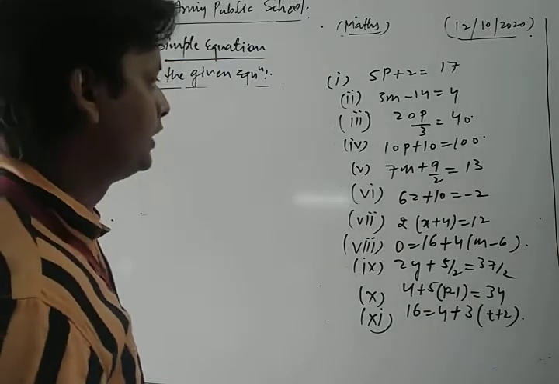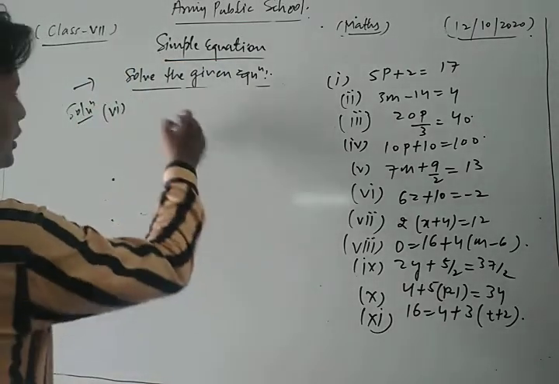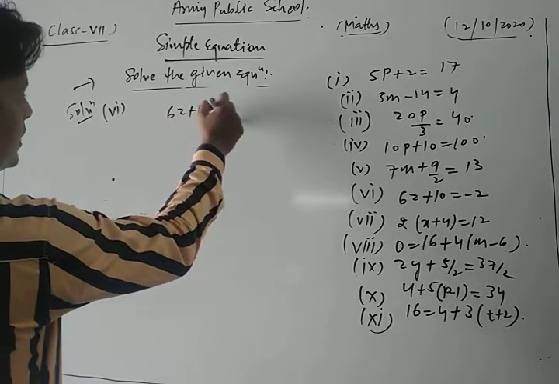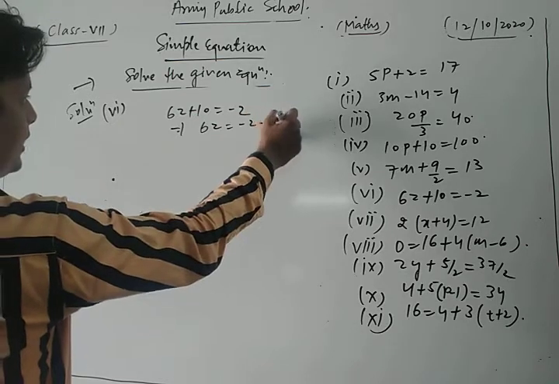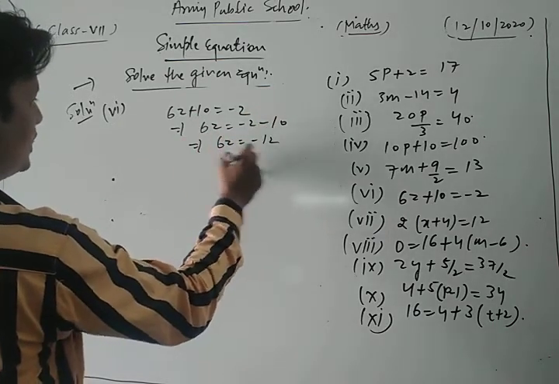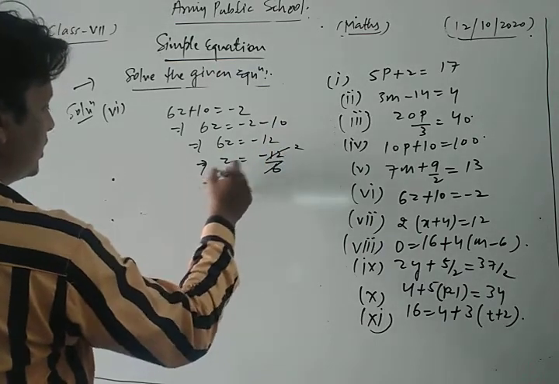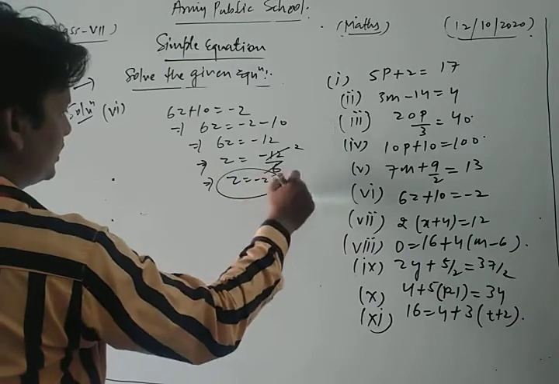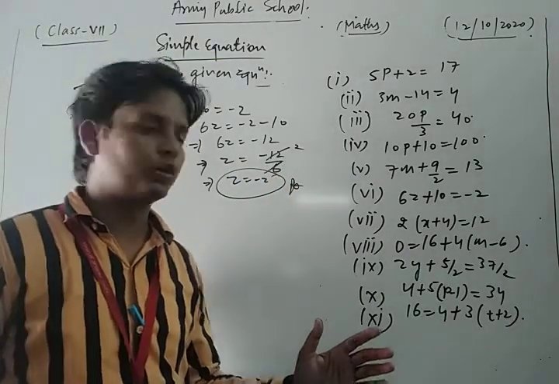Now we take and solve the sixth part of this question, which is 6z plus 10 is equal to minus 2. Dear student, in this one 6z is equal to minus 2 minus 10, transferring 10 to the other side. So we get 6z is equal to minus 12. So the value of z is equal to minus 12 upon 6. 6 twos are 12. Thus the value of z is minus 2. This is our required answer. This is also a very interesting and important question.